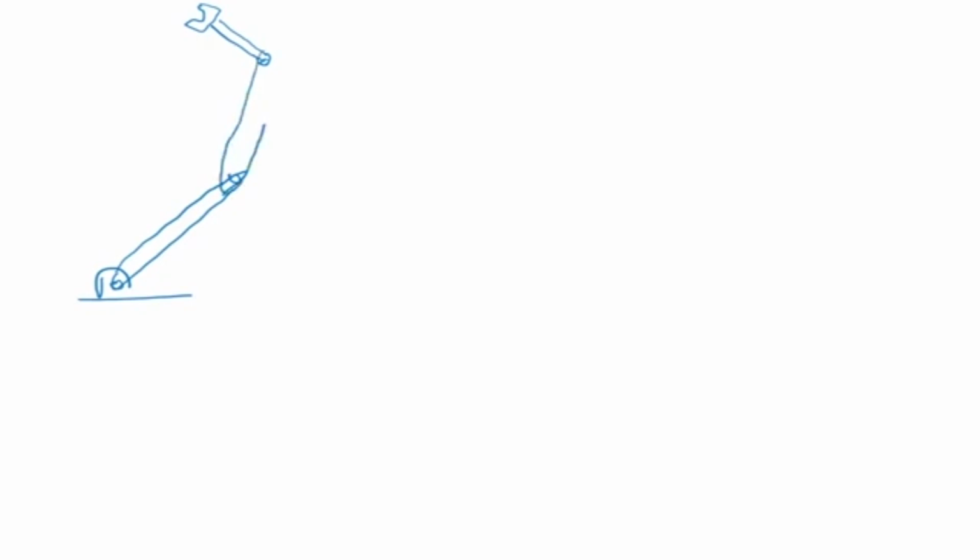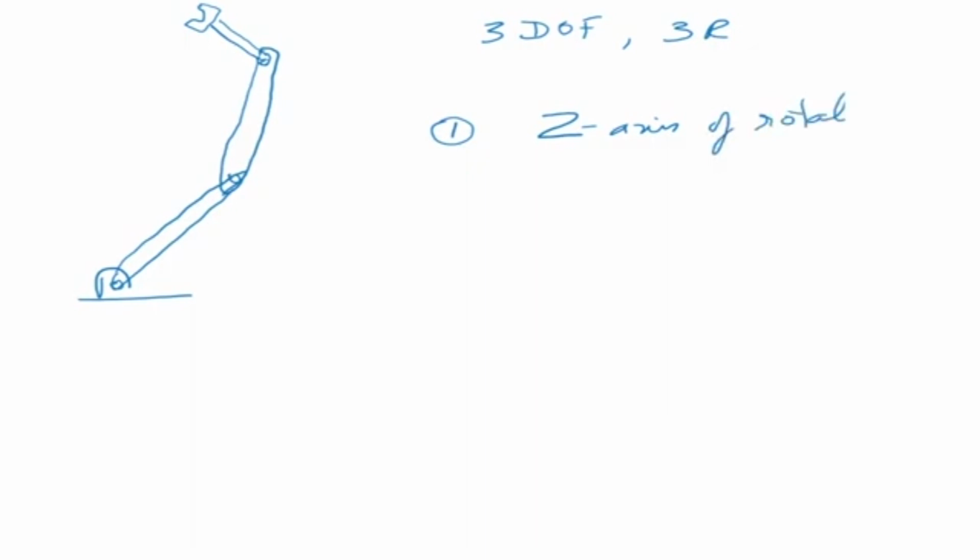There's a link here and there's another link there. Okay, so there are 3 revolute joints. This is 3 degree of freedom. Okay, it has 3 revolute joints. The first thing we need to do is to put our z-axis. Okay, number 1 rule, z-axis is the axis of rotation in this case.